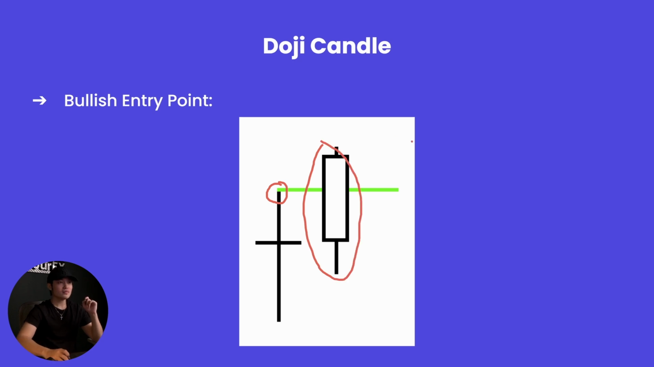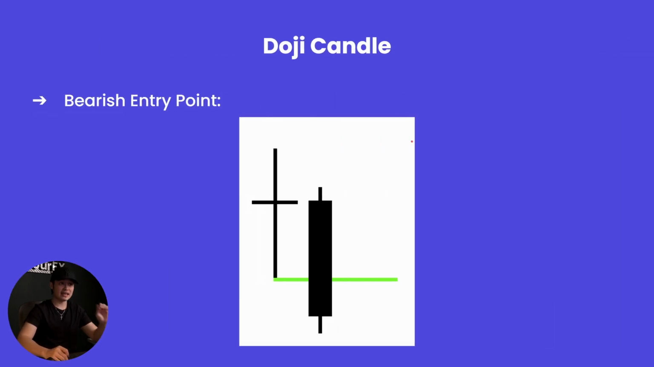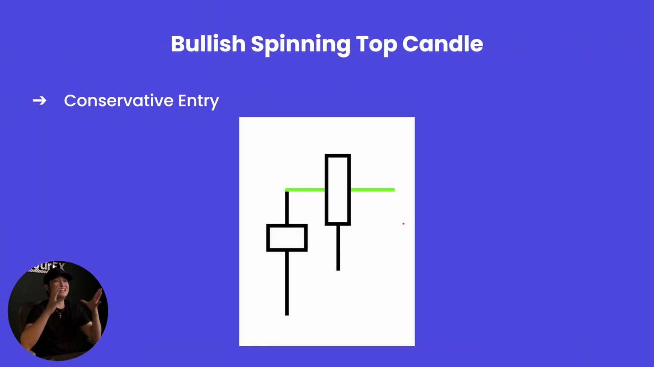Okay. Then for the bearish doji candle, we want to make sure that the price breaks and closes below the low point of the doji candle. That's simple. The doji candle entry is very simple. Okay. Next, let's do the bullish spinning top candle.